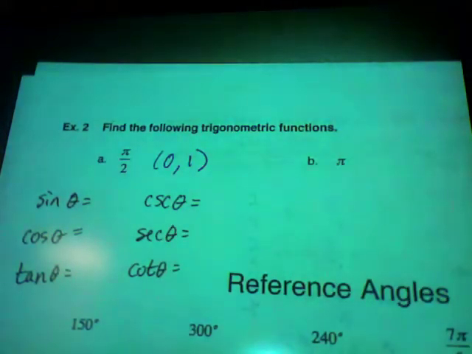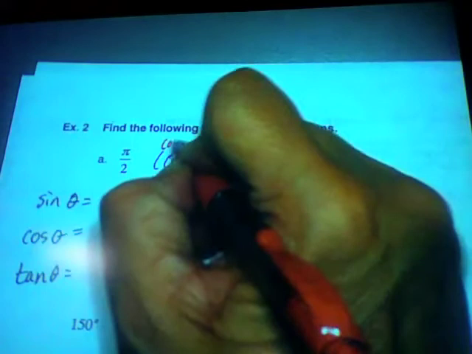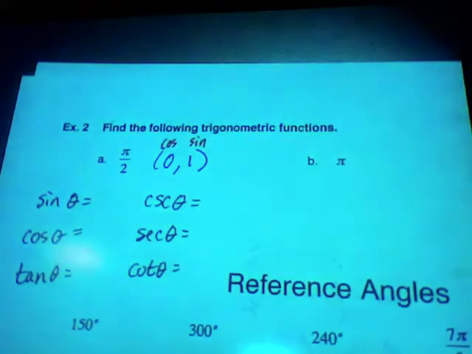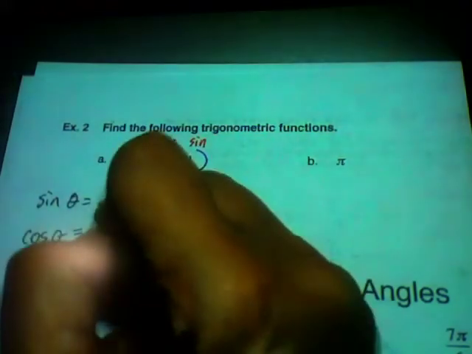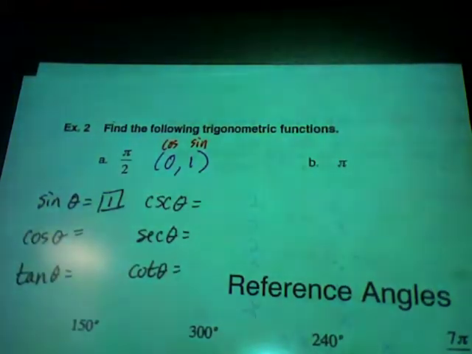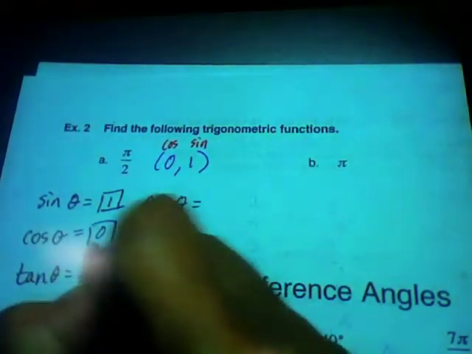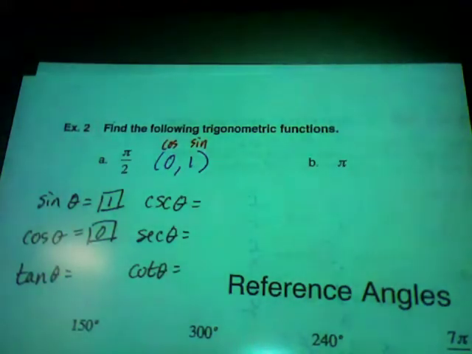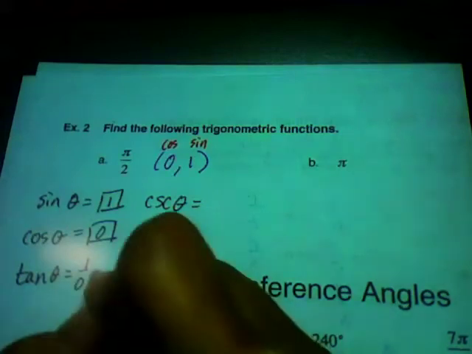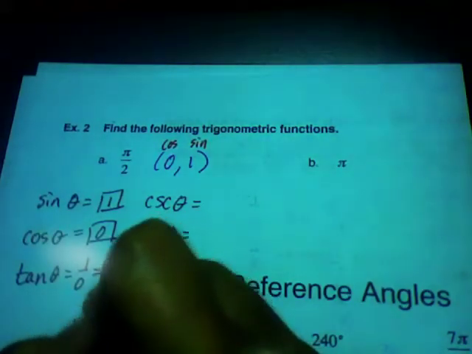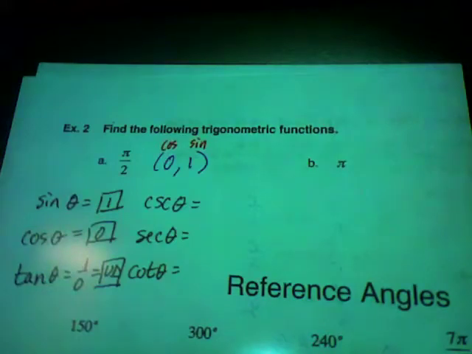So remember that this is cosine and this is sine, right? So what is the sine of pi over 2? 1. So just by looking at the ordered pair, what's cosine? 0. But tangent is what over what? Yep, or you can think of it as sine over cosine. So this time we get 1 over 0. Is that possible? So tangent is undefined at pi over 2. You have to use the word undefined, or you have to physically write out undefined.